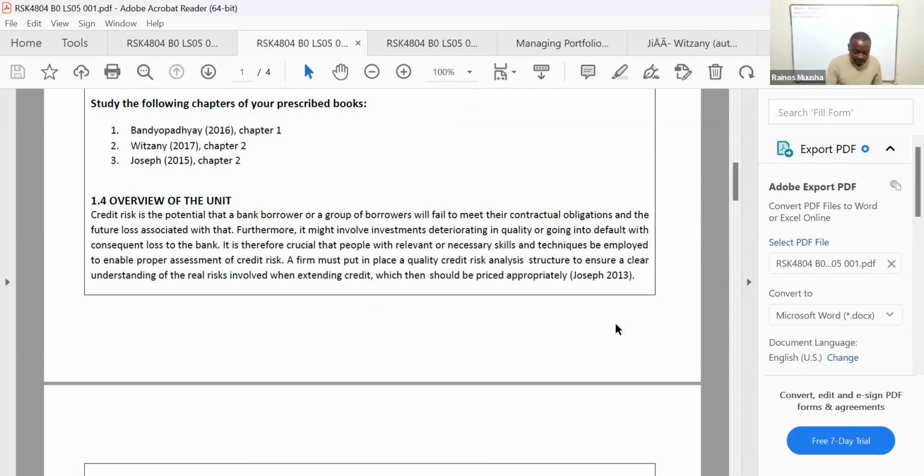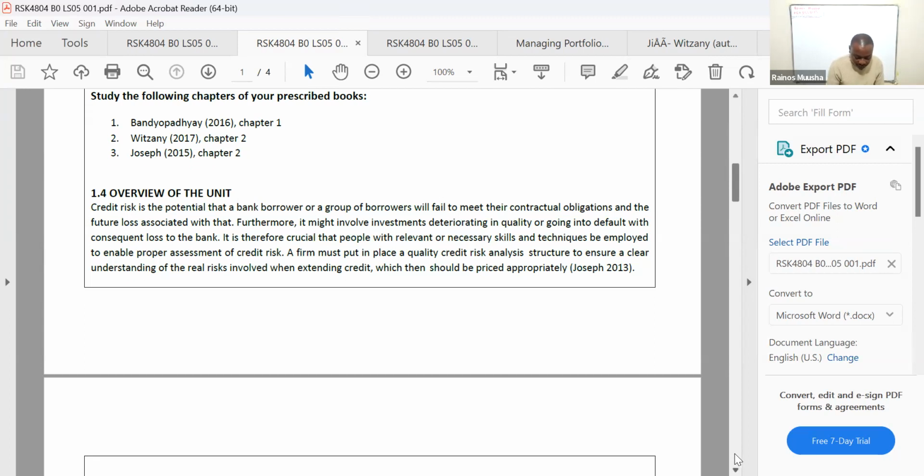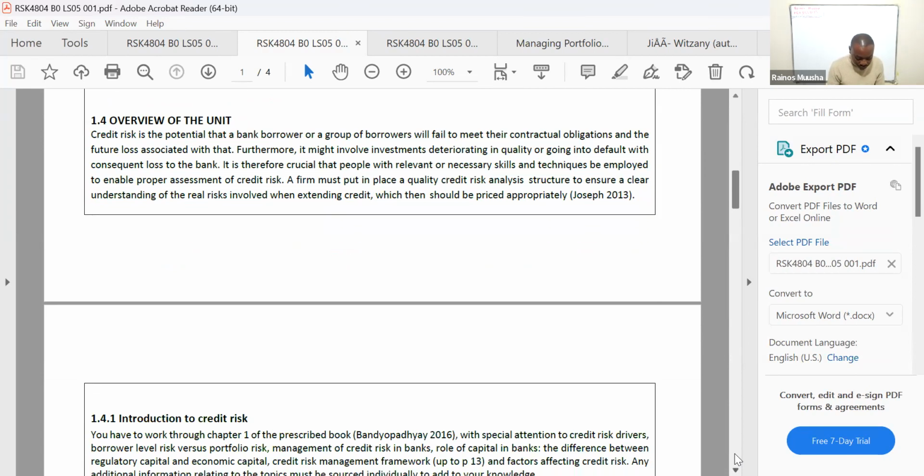Furthermore, it might involve investments deteriorating in quality or going into default with the consequent loss to the bank. It is therefore crucial that people with relevant skills and techniques be employed to enable proper assessment of credit risk. So a firm must put in place a quality credit risk analysis structure to ensure a clear understanding of the real risks involved when extending credit, which should then be priced appropriately, which is basically according to CB Joseph as well.